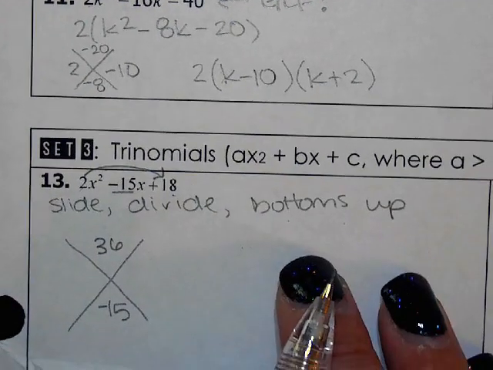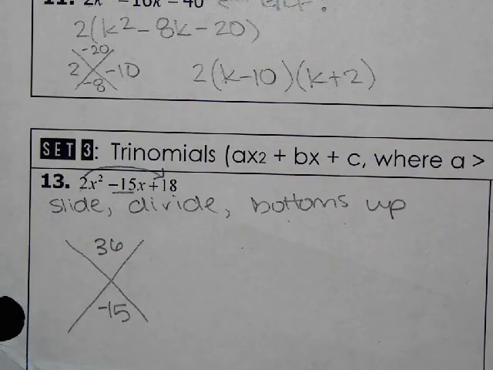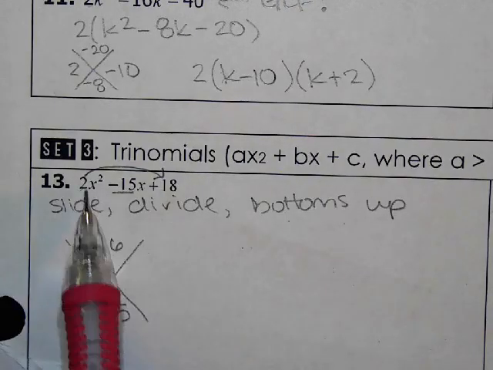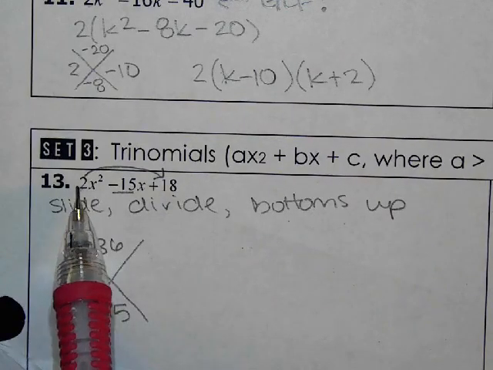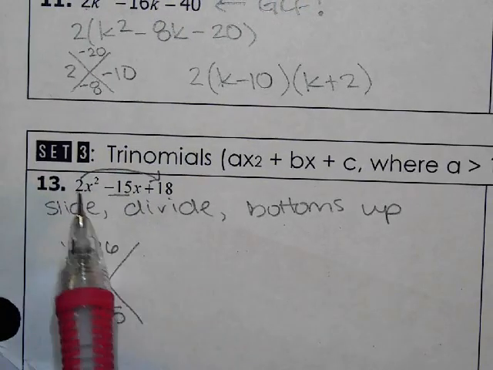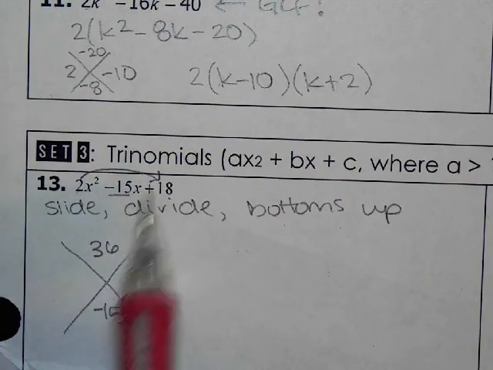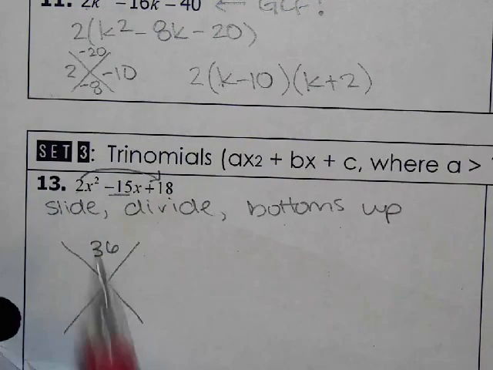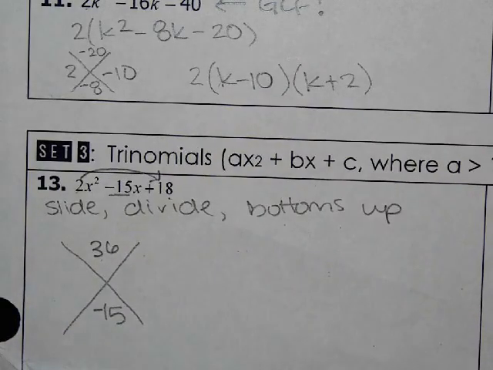So that's why it's important for every single problem to always look for a GCF, because if you do the slide divide method on a problem that was supposed to have a GCF instead, you're going to factor it incorrectly. Okay? So this was not a GCF. That means we're doing the slide divide method because it had a number in the front. So 2 times 18 is 36. We're multiplying to 36, we're adding to negative 15.